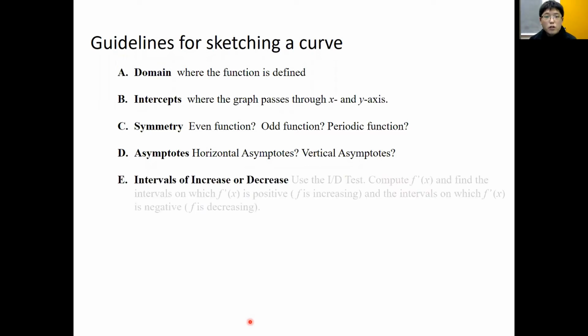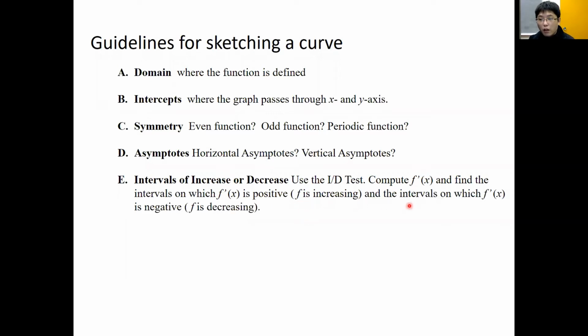Now, the fifth step is to determine the intervals of increase or decrease. To do this, we will use the increasing-decreasing test. We need to compute f prime of x and find the intervals on which f prime of x is positive, which means f is increasing. And we also need to find the intervals on which f prime of x is negative. Well, this will mean that f is decreasing.